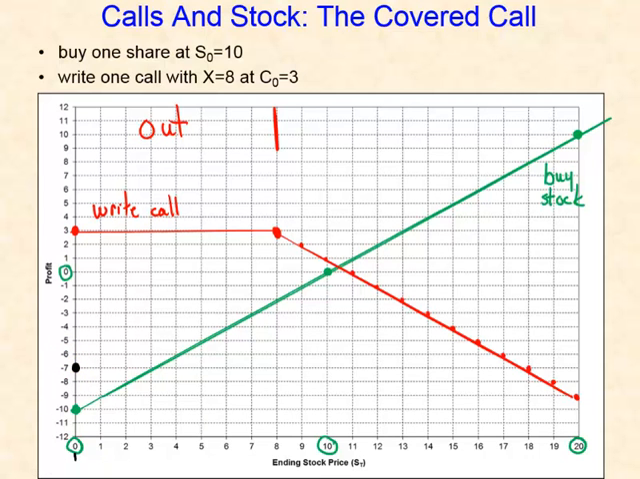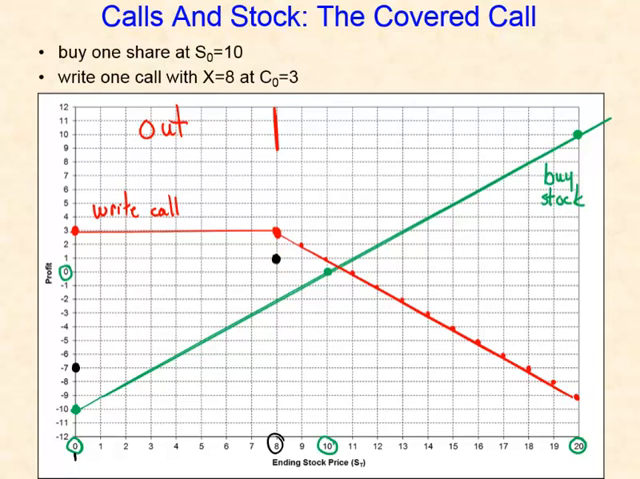The next point we need to look at is the point of inflection here, where the call line has the bend in it. If the stock price ends at 8, we're going to make $3 on the call, and we're going to lose $2 on the stock. So positive 3 and negative 2 gives us positive 1. And so the profit from our combined positions we'll plot here.